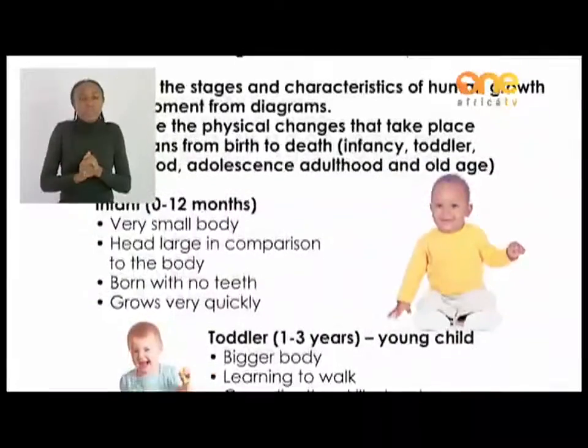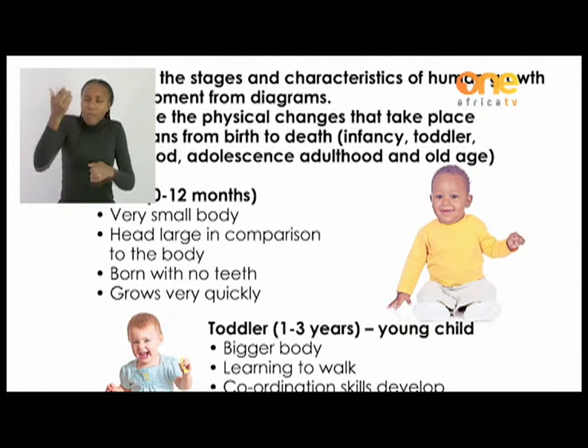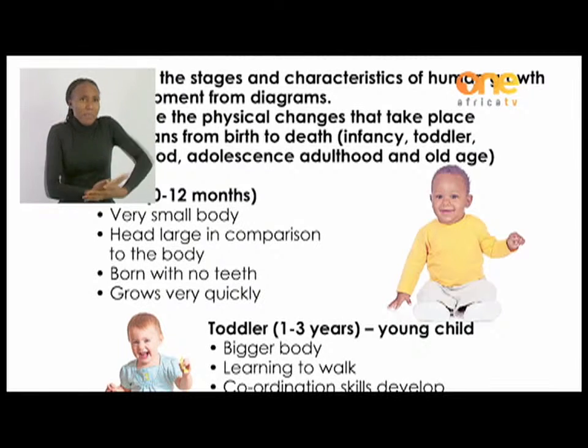Let's go back to our competence, which is on page 16, which says we will be able to identify the stages and the characteristics of human growth and development from the diagram. It says, we are starting at the very first stage of life. Everybody, or all of us, no matter how big or small we are, at one point in life, we are all infants. It means we're all babies.